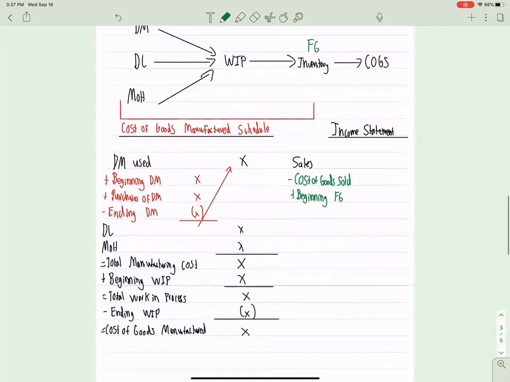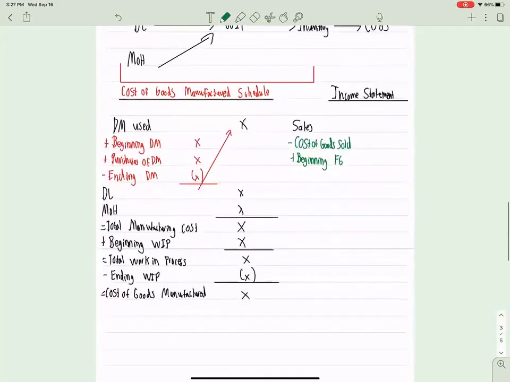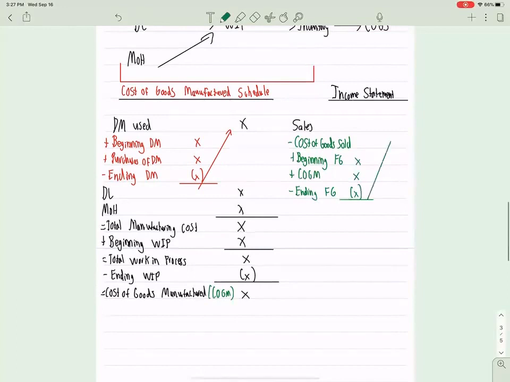So you have your beginning finished goods inventory. That's all the units that you had in your warehouse at the end of the period. It's essentially everything you didn't sell. Next, you're going to add your COGM, your cost of goods manufactured. So plus COGM. And then you have to minus your ending finished goods. So your beginning finished goods plus your COGM minus your ending finished goods will give you your cost of goods sold. Okay? I hope that's okay with everyone so far.